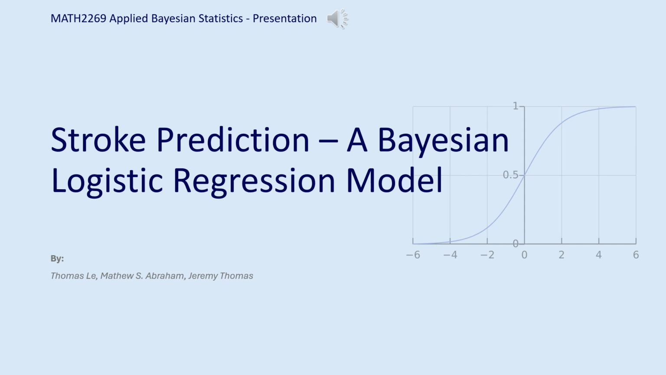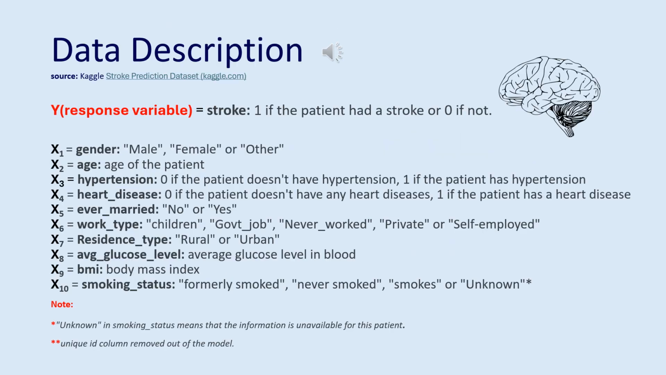We've been working with a stroke prediction dataset and a logistic regression model. Looking at the data description, we can see that the response variable takes a binary outcome, with 1 being the patient had a stroke and 0 if not. Therefore, a logistic regression model was appropriate here.